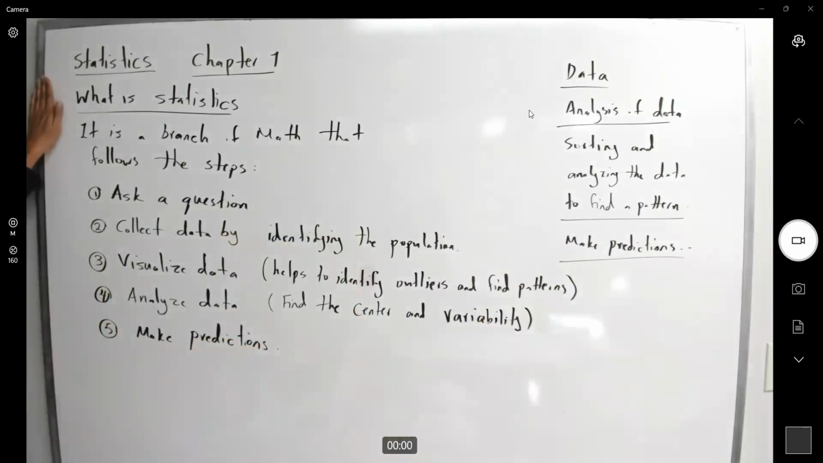So if somebody asks you what is statistics, you say that statistics, first of all, is a science. It's a branch of math that follows these important steps. The very first step, ask a question. Second step, collect data. Third step, visualize the data. Fourth, analyze the data. And the fifth step is making predictions or making inferences.